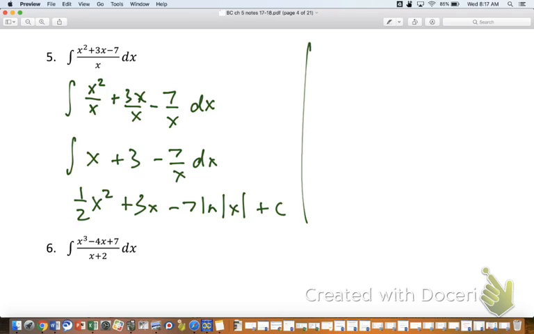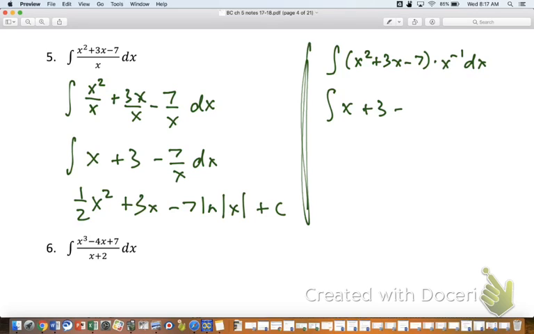An alternative, if you wanted to see a slightly different algebra look here: couldn't you have rewritten it as the antiderivative of x squared plus 3x minus 7 times x to the negative 1? You could have just flipped that x up and then distributed. That'll get you here, which is the exact same place that we were before. So either one of those is perfectly acceptable. It's just a different way of looking at the algebra. As long as it's valid, I think we're good.